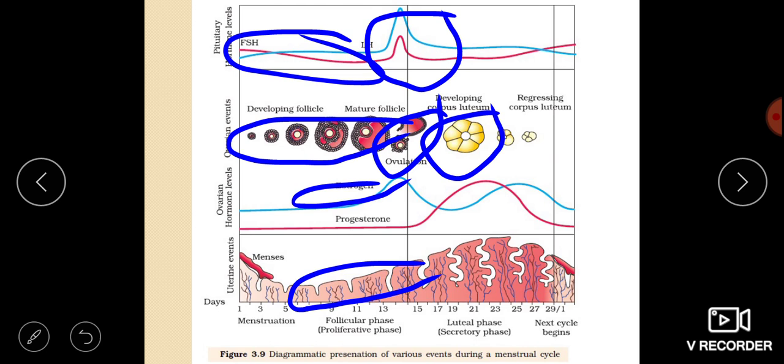It starts releasing progesterone, and this progesterone will now act on the uterine walls. The endometrium will become more and more thick, and more blood will be poured into it. Later on, when fertilization does not take place, what happens to this corpus luteum? It degenerates and converts into a white tissue. Now we call it corpus albicans, and it degenerates and is released with the menstrual flow.